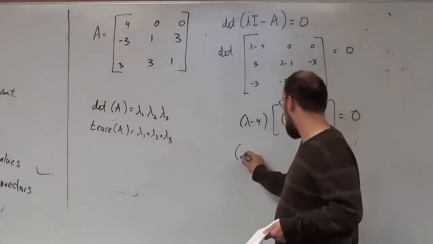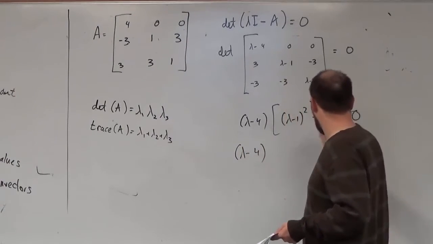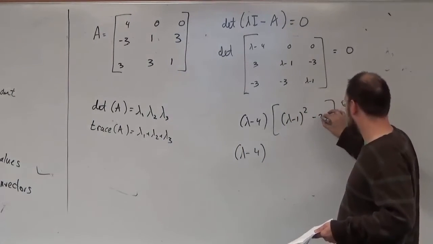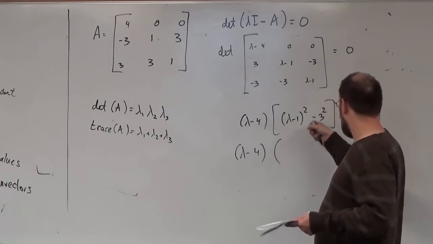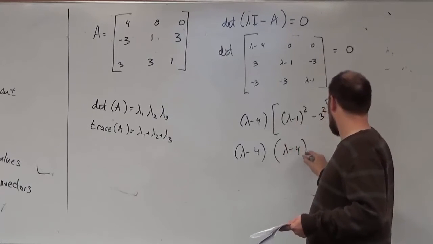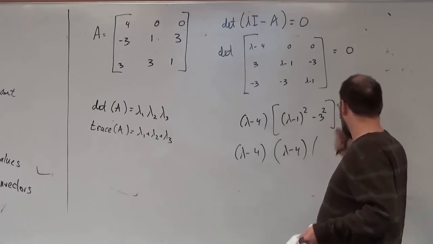And it's practically factored, right? I'm not going to multiply it out. I'm just going to use the fact that this is the difference of two squares. So we can factor into conjugates: lambda minus 1 minus 3, lambda minus 1 plus 3.